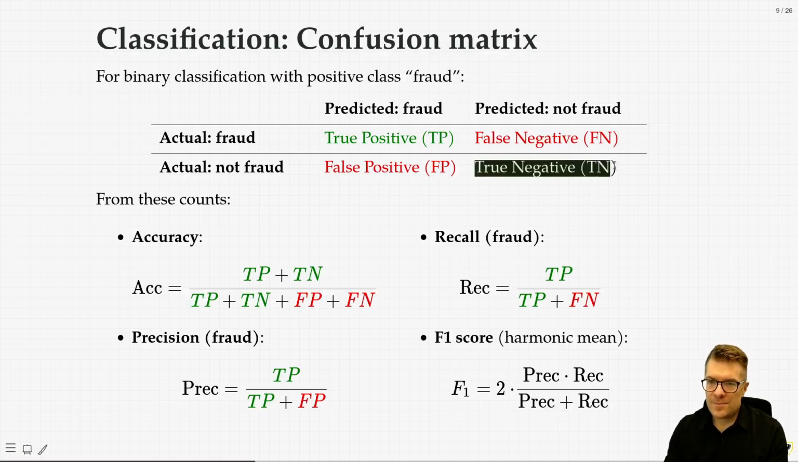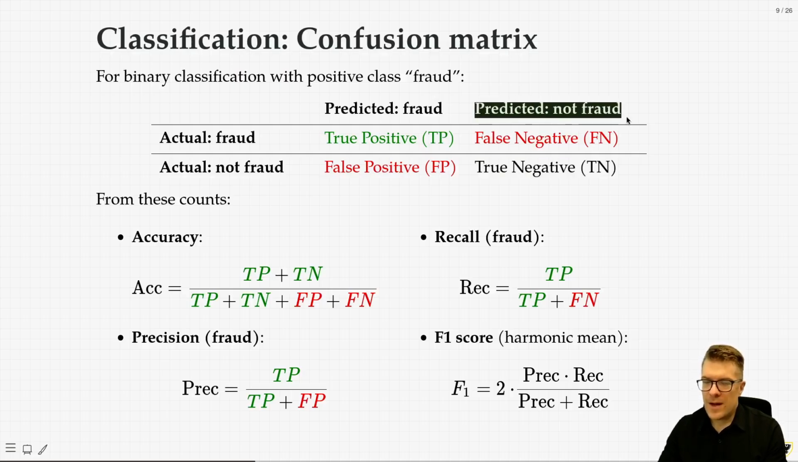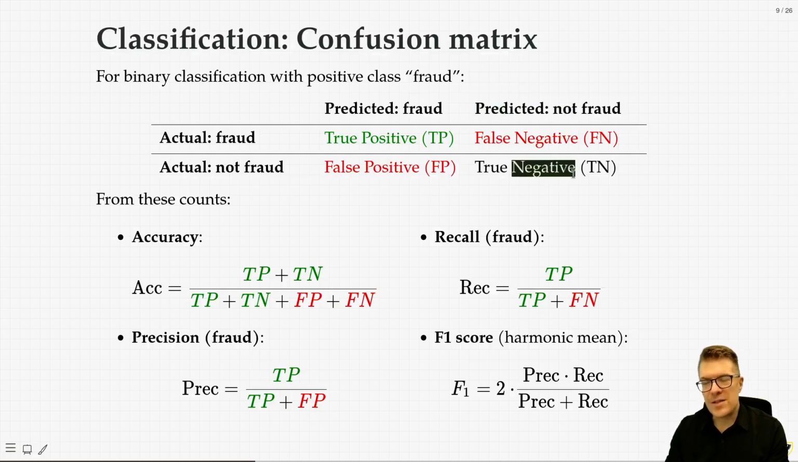Down here in the bottom right, these are all instances where there was actually no fraud in these credit card transactions, and the model correctly identified that these were not instances of fraud. In other words, the model thinks these are negatives, and they truly are negatives. So these are true negatives. These are correct predictions, and we're generally happy.